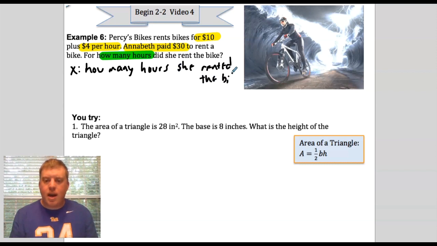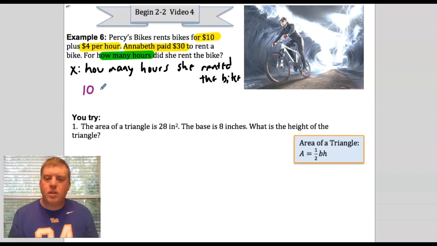So now when I go back and look at the rest of the information, it tells me that she had to pay the $10 and she also had to pay $4 per hour. So that $10 is not something that's going to change. That's how much she had to pay just to be able to rent the bike. Even if she didn't ride out past the parking lot, the fact that she rented the bike, she has to pay $10. Now, she's also being charged $4 per hour, so that's going to change a little bit. It's going to be based on how many hours she rented the bike.